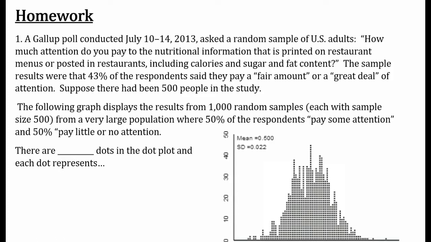So, notice right now that they gave us a p-hat. They gave us a p-hat of 43%. They said 43% of the respondents said they pay a fair amount or a great deal of 500 people. So, the following graph displays the results from 1,000 random samples, each with sample size 500, from a very large population where 50% of the respondents pay some attention and 50% pay little or no attention.